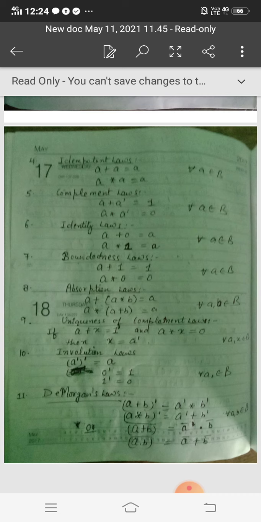Tenth, involution law. Involution means not of not, means (a')' = a, 0' = 1, 1' = 0 for all a belongs to B. Involution means not of not.